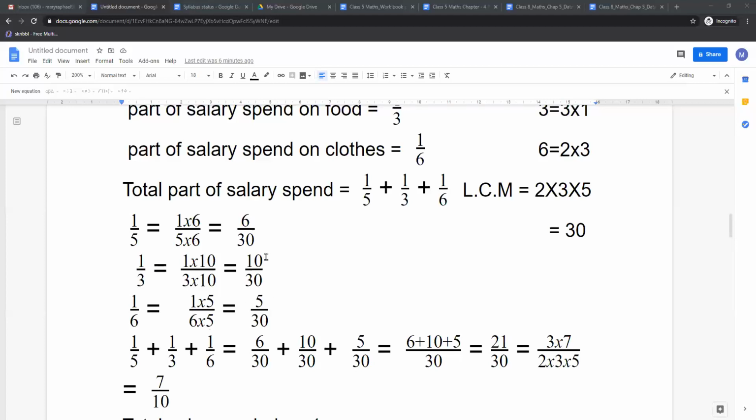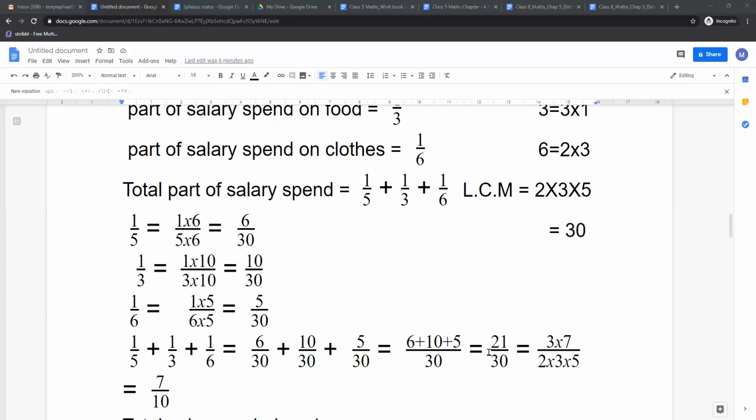So all these three fractions are equivalent fractions of the given fractions, but all are having the same denominator 30. So we can add all these three fractions. So 1 by 5 plus 1 by 3 plus 1 by 6 is equal to 1 by 5's equivalent fraction 6 by 30, plus the second one 10 by 30, and the third one 5 by 30. Now you see all these three fractions are having same denominator 30. So we can add the numbers in the numerator. So what is numerator? 6 plus 10 plus 5 upon 30.